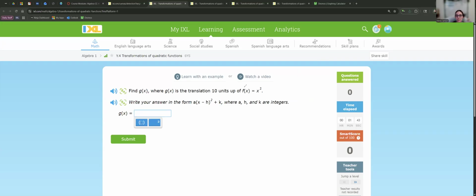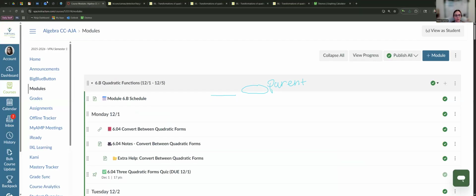Now, we have this parent function, right? This is our parent f of x equals x squared. And the goal is to translate this 10 units up. And please make sure you have good notes on transformations, all the different transformation rules that we have.